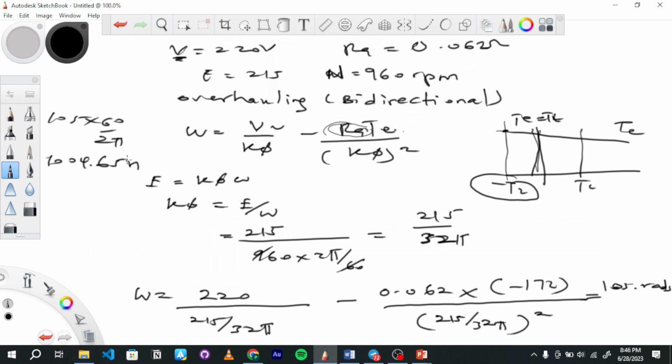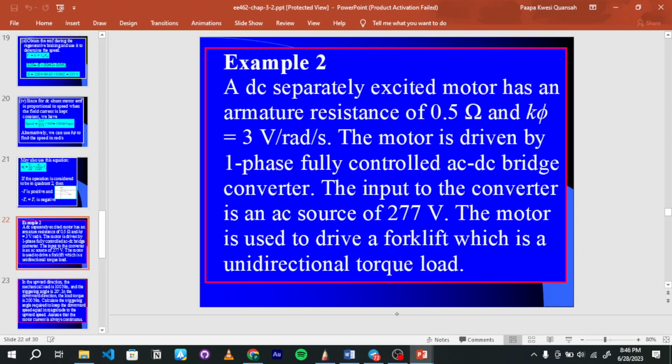The question says that a DC separately excited motor has an armature resistance of 0.5 and K phi of 3. The motor is driven by a single phase fully controlled AC bridge rectifier converter. So I have a converter here, right? The input to the converter is 277 volts. I'll take the output of the converter, and that becomes my V that drives the motor.